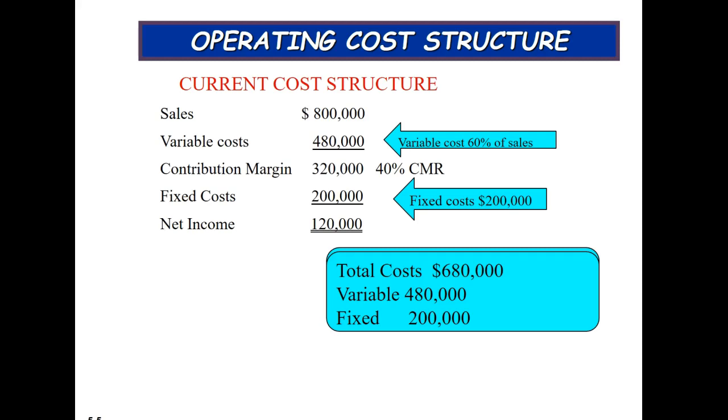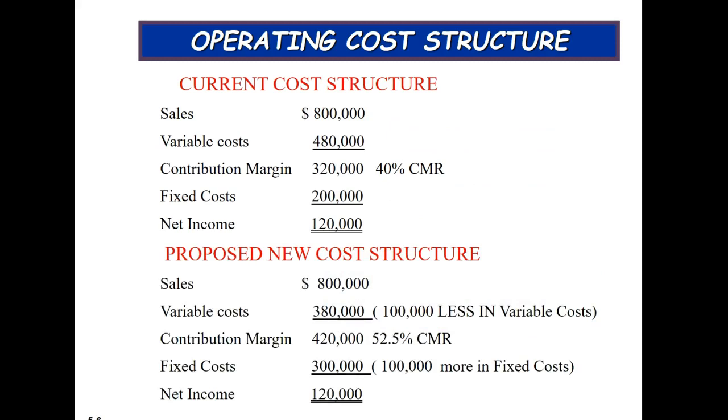Now, if I propose a new cost structure, that is, I'm going to introduce into the manufacturing process some laser equipment. That would make the fixed cost increase by 100,000, but also save on variable costs by 100,000. So let's assume at the same level of activity, 800,000, we now have variable costs of 380. They went down by 100. And we have fixed costs of 300,000. They went up by 100. We have a new contribution margin, 52.5. We have the same net income.